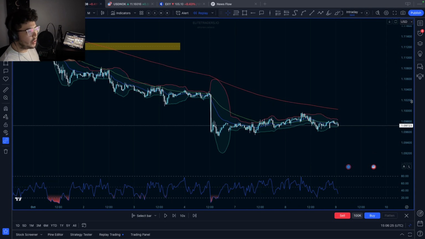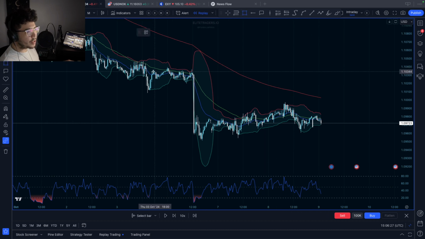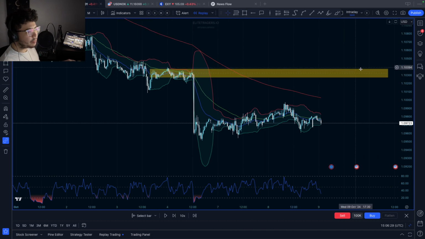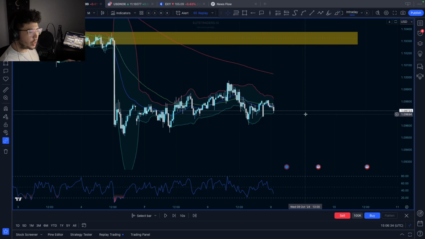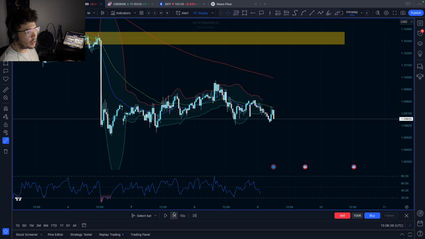The market's moved away. What we do have here is an area where we had news. So I'm now looking at this level of resistance and seeing if we can get to there. And if we can't, again, that's completely fine. So let's just play through slowly now and see what we can possibly get.